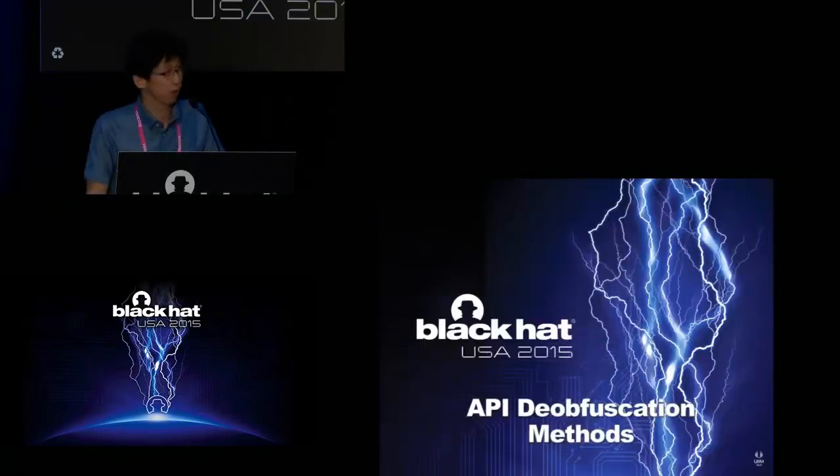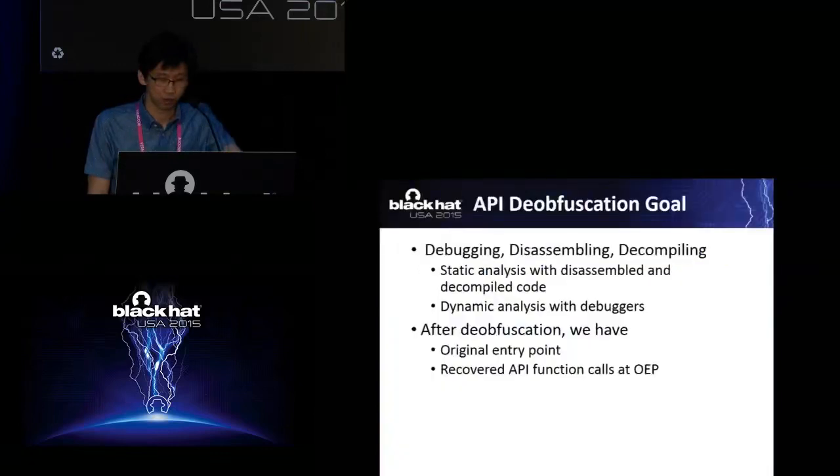Then how can we deobfuscate API functions in modern packers? In this research, I didn't mean to develop some unpacker or dump an executable. I just wanted to analyze the executable file with debuggers, disassemblers and decompilers. And so after the deobfuscation, we have the original entry point.